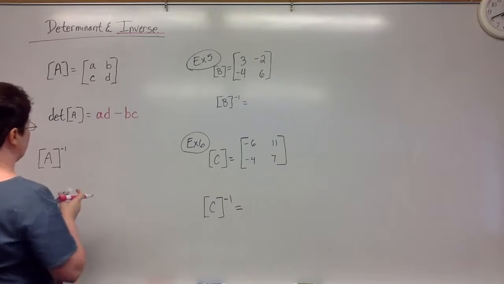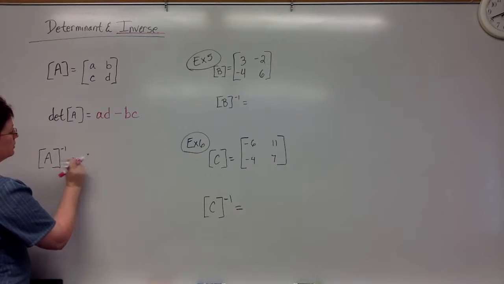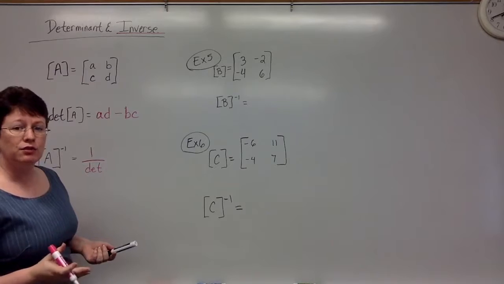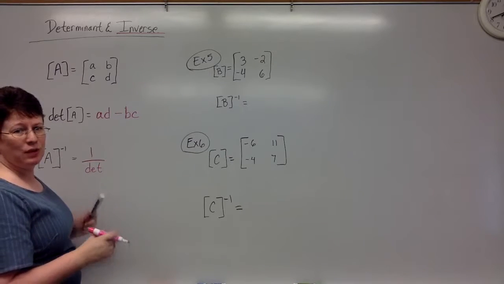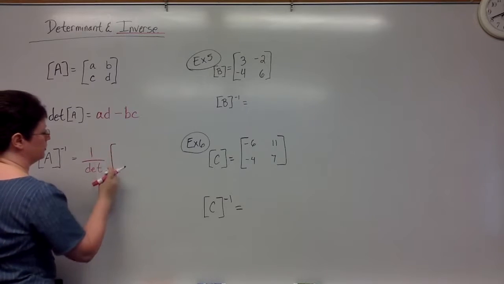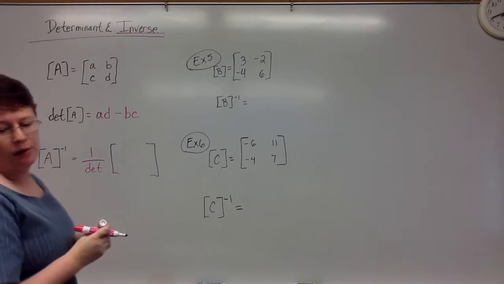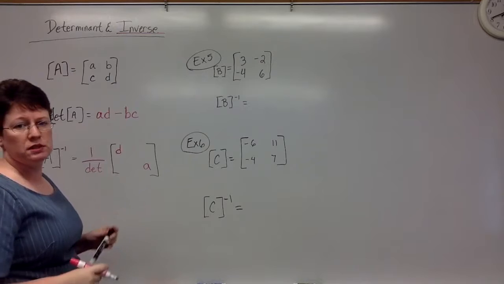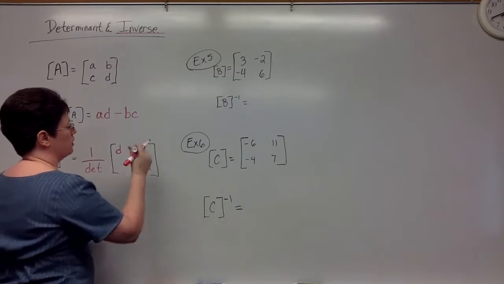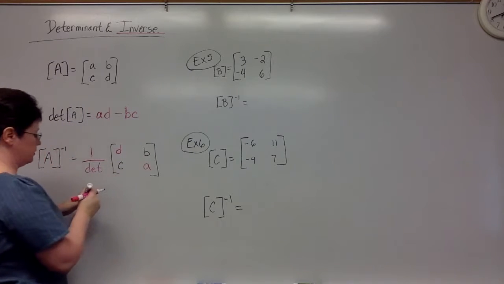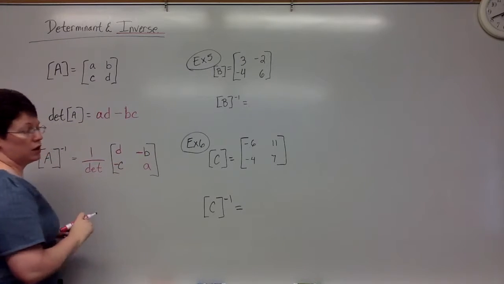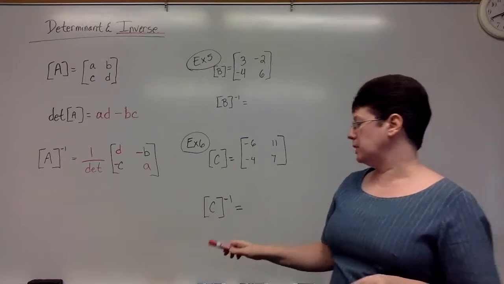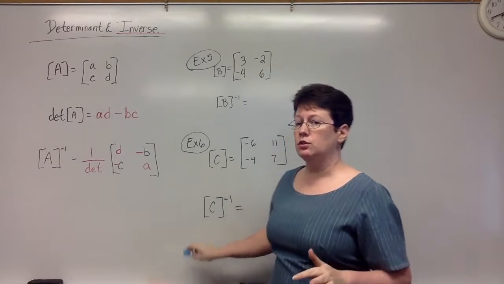To do the inverse of a matrix, this is what happens. We take 1 over the determinant of that matrix. So if our determinant is 0, we can't divide by 0. We don't have an answer. Okay? We're going to swap D and A. They change positions. B and C stay where they're at, but they change signs. So I swap A and D, change the sign of B and C, okay? That's what we're going to do on these problems.